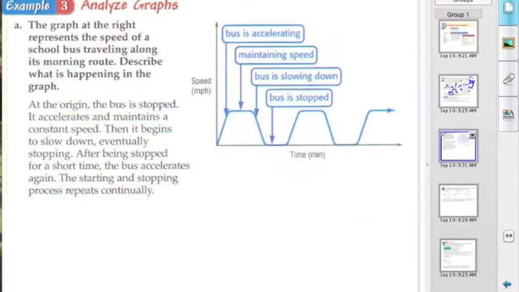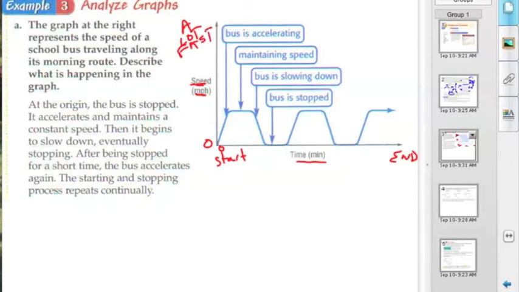Alright, now we're going to be analyzing graphs. What does that mean? Well, the graph at the right represents the speed of a school bus traveling along its morning route. Describe what's happening on the graph. Well, first of all, you need to be, as an intelligent reader, look at your label. What's going on with your label? Your x-axis is time. So here is the start, 0 time. Here is the end of time. Speed, that's your y-axis. All right, so there's 0 miles per hour, and here is a lot, or going fast.